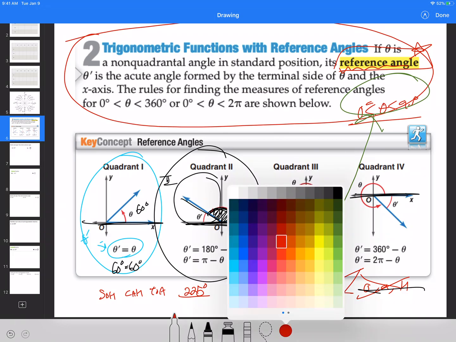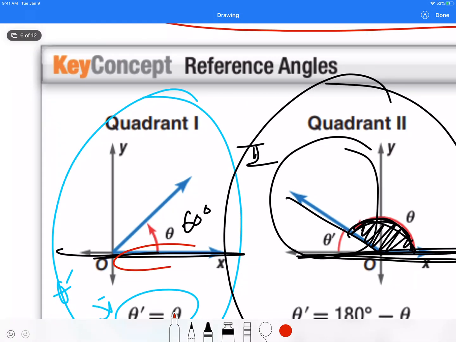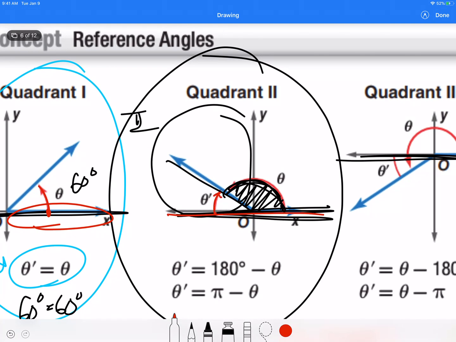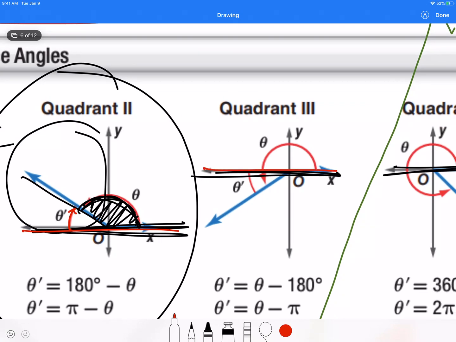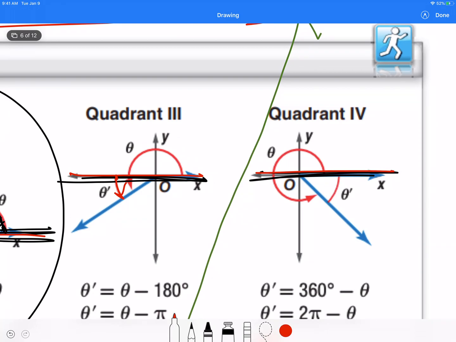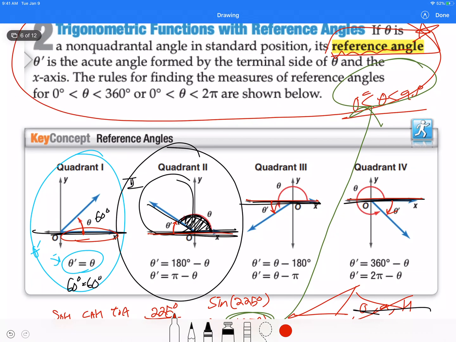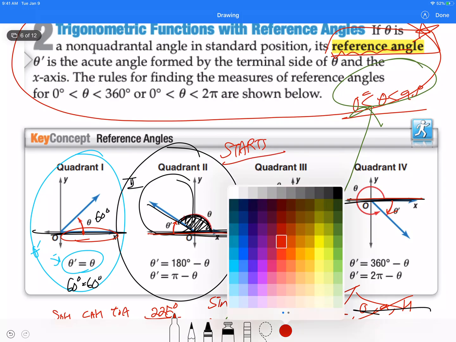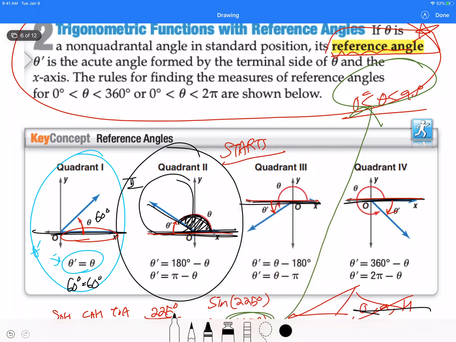So if you take a look at the red arrow sign here, it starts from this axis and goes up. Starts from this axis, the x-axis, and goes down. So the base, where it starts from, has to be on the x-axis. Therefore, if you take a look at the reference angle for quadrant 2, imagine if this theta was, say, 120 degrees. The reference angle that you have to use is going to be 60 degrees.